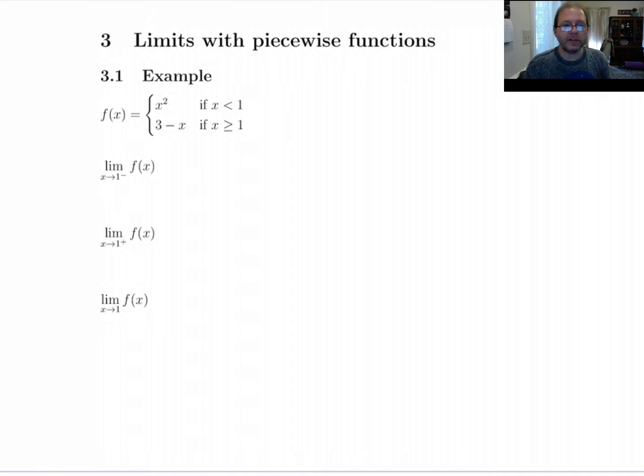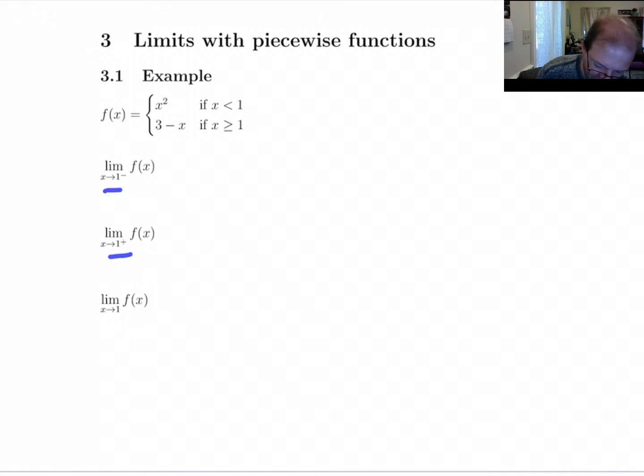Hi, let's look at some limits with piecewise functions. This first example, we've got f of x is x squared when x is less than 1, and 3 minus x if x is greater than or equal to 1. And we want to evaluate this limit, the limit of f of x as x goes to 1. And we're going to do the left-hand limit, the right-hand limit, and then the overall limit.